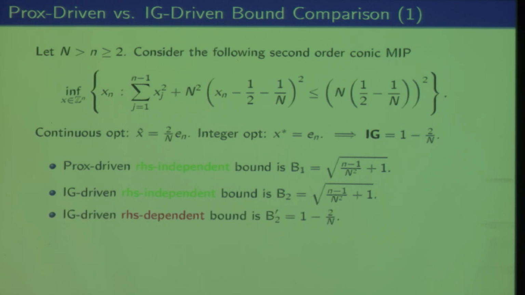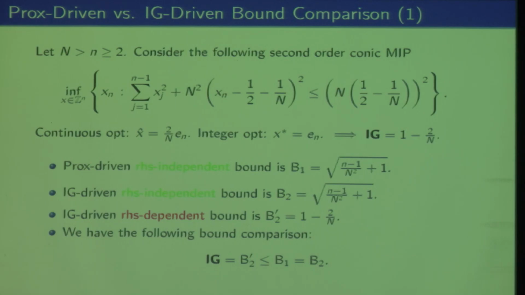But if you remember, the second approach also gives you right-hand side dependent bounds, which, in this case, actually match the exact integrality gap. So there's this relationship.